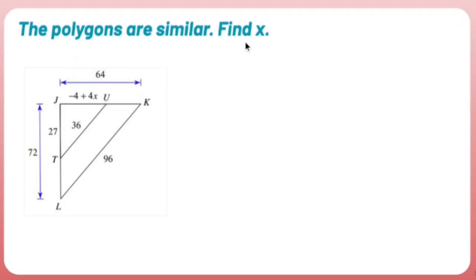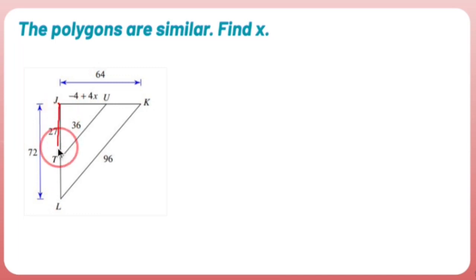The polygons are similar, find x. Now, this is what we have here, and it's not as obvious as what we have. In previous problems, we're so used to seeing something that looks like this and something that looks like this, and then you match things up crisscross applesauce. That's not what we have here, except it kind of is.